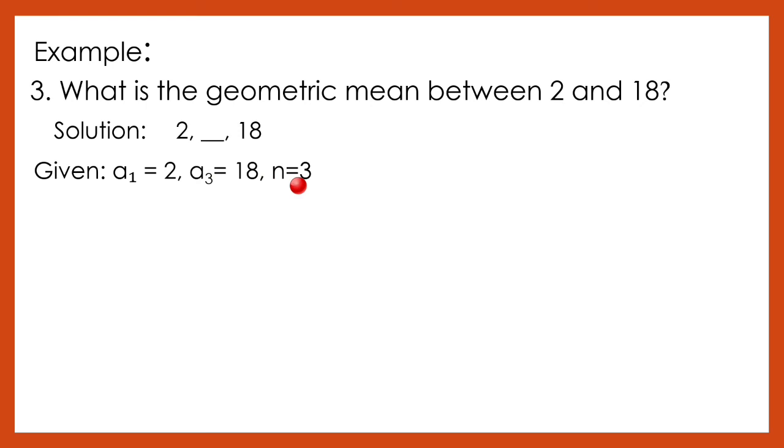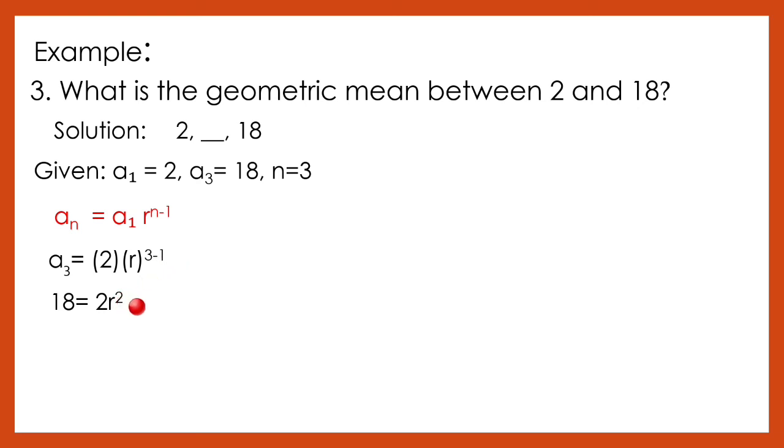Like our previous problems, we first get the common ratio. To get it, we will use the formula a sub n equals a sub 1 times r raised to n minus 1. Our a sub n is a sub 3. Our a sub 1 is 2. And then r is missing. Our n is positive 3 minus 1. Substitute a sub 3 which is 18. 18 equals 2 times r raised to 3 minus 1, which is 2.